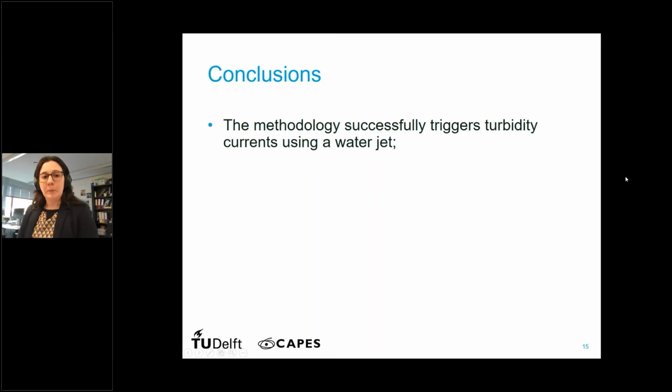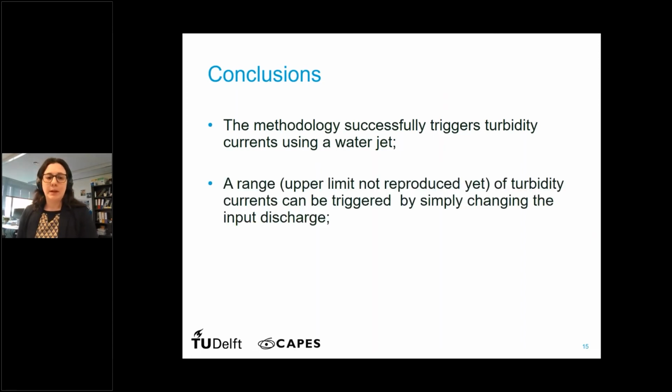So some conclusions. The methodology successfully triggers turbidity currents using a weather jet. This experiment was quite challenging to set up, and we managed to trigger a range of turbidity currents by simply changing the discharge. Still, we will keep increasing the discharge until we find this upper limit of the range.